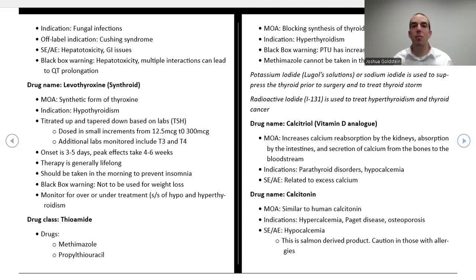Next, we have two medications that can be used in specific situations of hyperthyroidism. One is potassium iodide, which is called Lugol's solution, and sodium iodide.